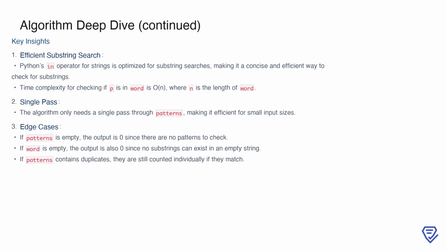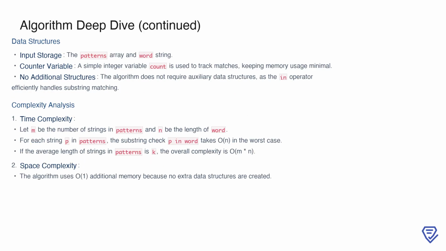Similarly, if word is empty, the output is also 0 because no substrings can exist in an empty string. If there are duplicate strings in patterns, each duplicate is counted individually if it matches, which aligns with the problem requirements. The algorithm relies on minimal data structures, which keeps it both simple and memory efficient.